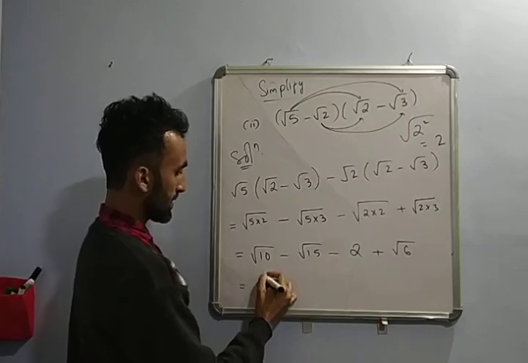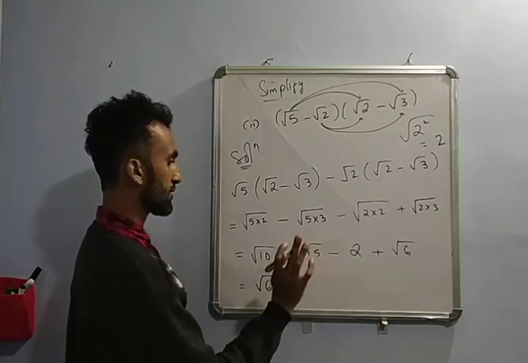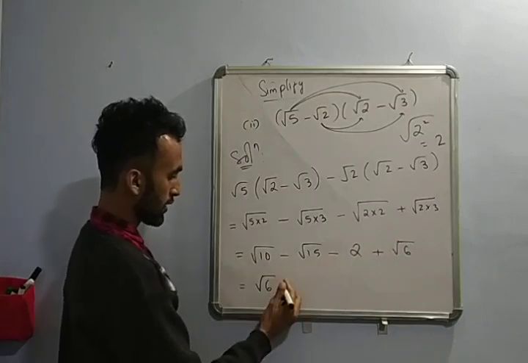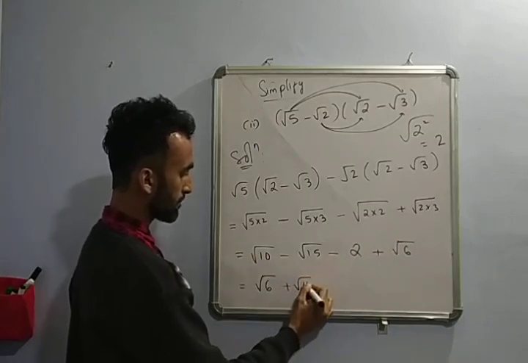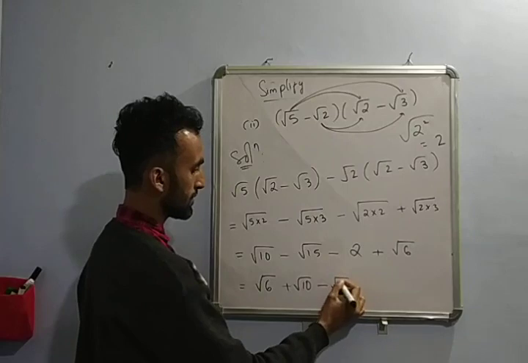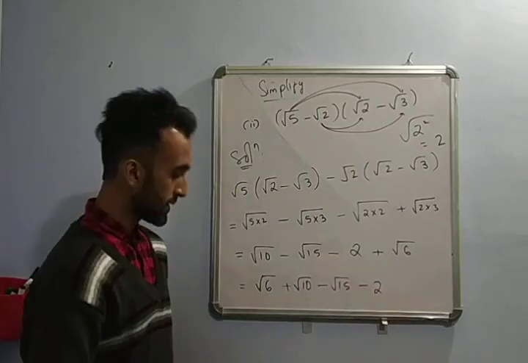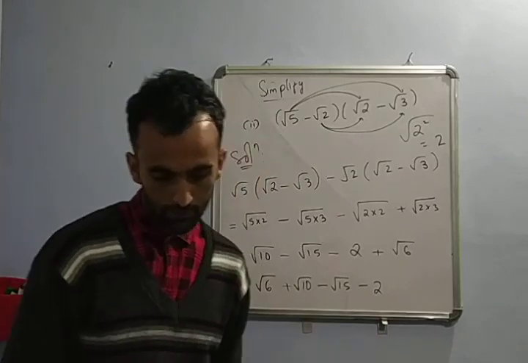Now what will I write? This arrangement you can write as it is. This is the answer, you can write, no problem. Plus root 6. Okay. Now plus root 10 minus root 15 and minus 2. This is the answer. Like this you can write, no problem.